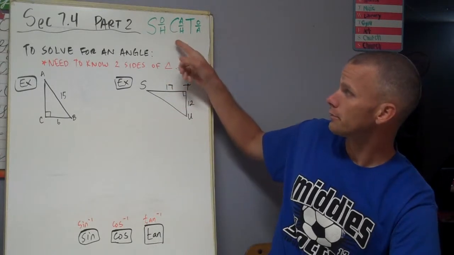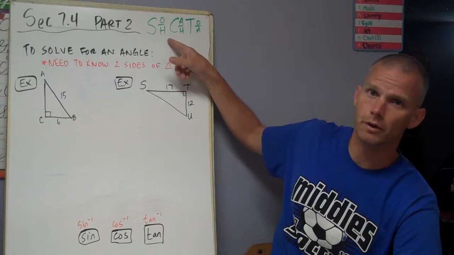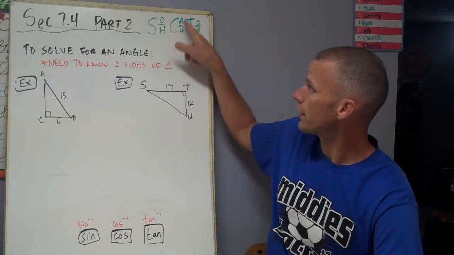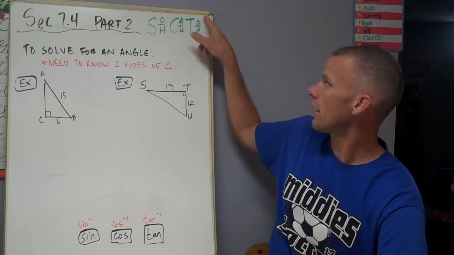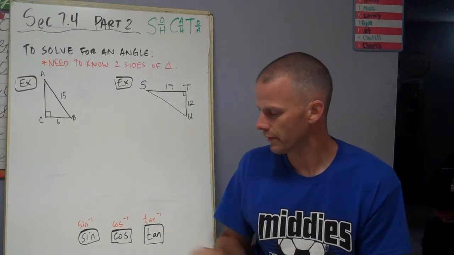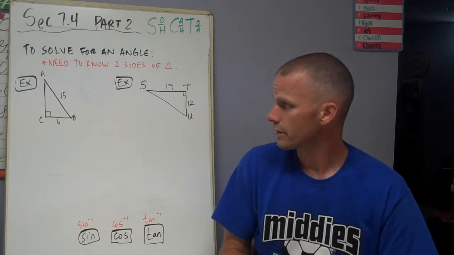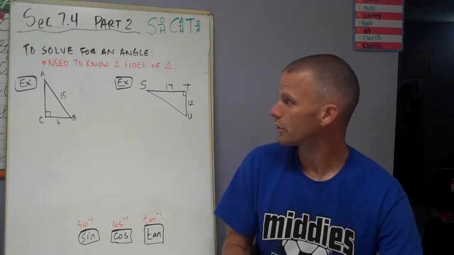You can see here, a little shortcut: sine, opposite over hypotenuse; cosine, adjacent over hypotenuse; and tangent, opposite over adjacent. So if you need to, make sure you always have that right at the very top of your paper. It helps you remember what sides of the right triangle you need to set up your trig ratios.